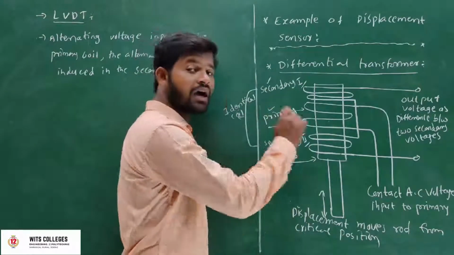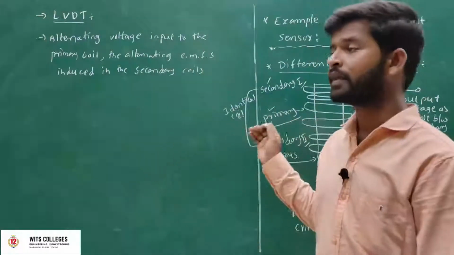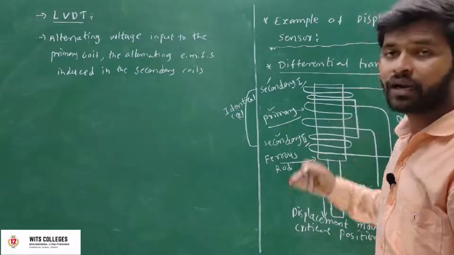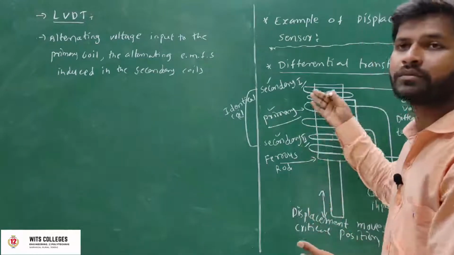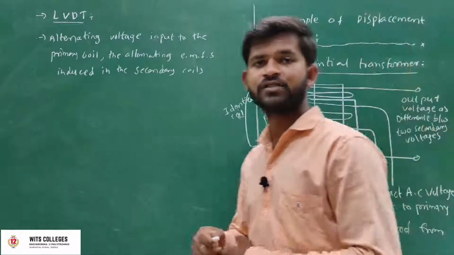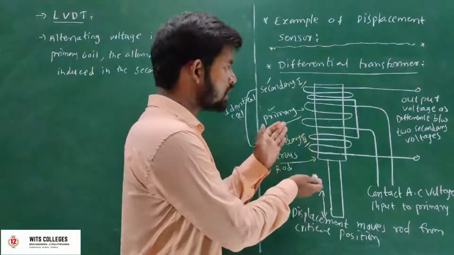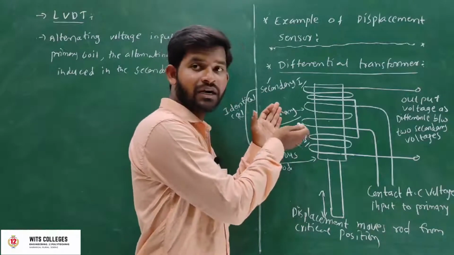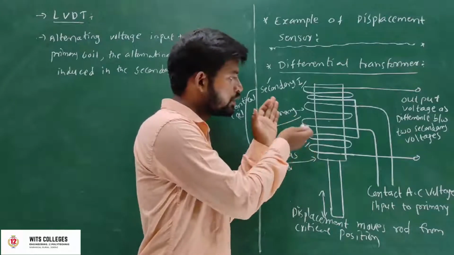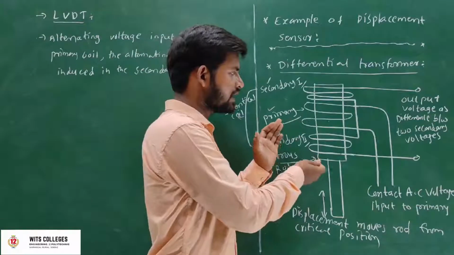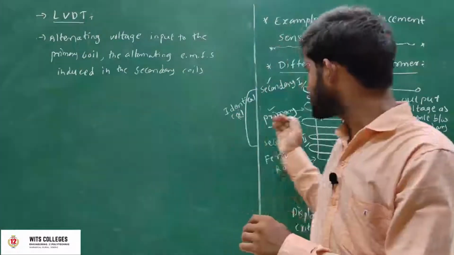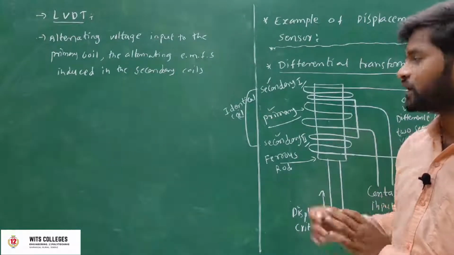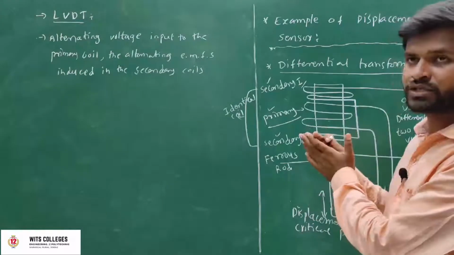Those secondary coils are identical, and they are connected in series with the primary coil in such a way that their outputs oppose each other. The primary and secondary coils are connected in series form, and their outputs oppose each other.